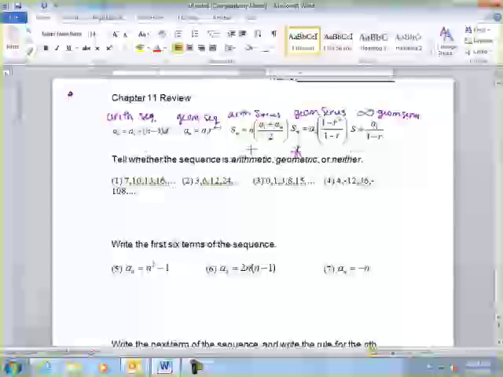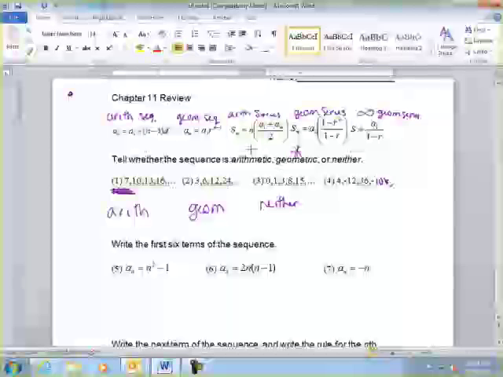So number 1, and this 108, by the way, should actually be over with that negative on number 4. The margin got messed up there. So number 1, what is that one doing? It's arithmetic. It's adding. Number 2? Geometric. We're multiplying by 2. Number 3? Neither one.